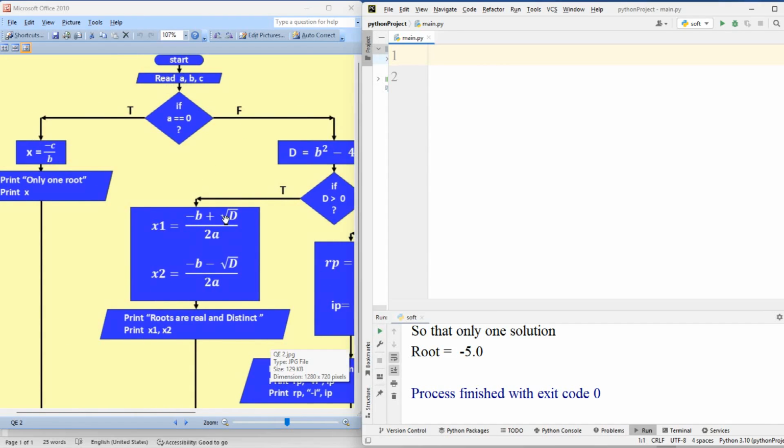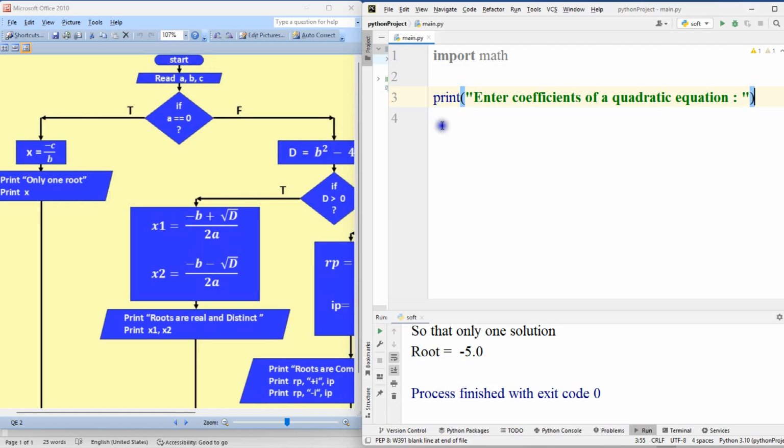The flowchart is like this. First thing is, in this example we have to find the square root of a number, so let us import the package math. Next, let us start from the beginning of the flowchart. The first step is to read the values of a, b and c, so through the print statement let us request the user to enter the coefficients of a quadratic equation.